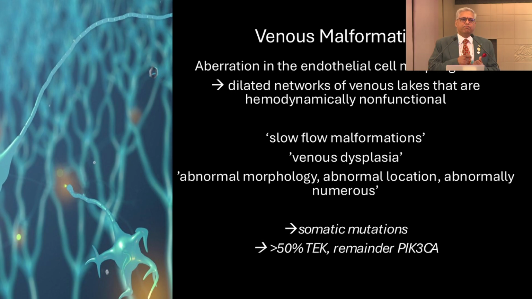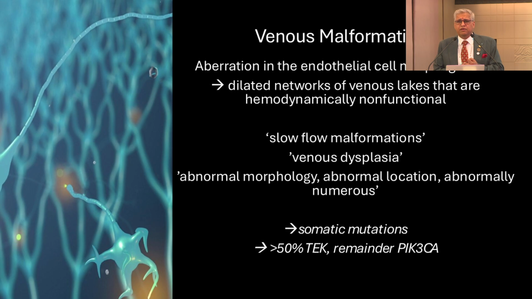Based on the way they behave, you can call them slow flow malformations because there is slow flow, sometimes low flow, or sometimes no flow even. The veins are dysplastic, the endothelium is malformed, so venous dysplasia is part of it. And so there is abnormal morphology, abnormal location, because they can be formed anywhere that veins can be formed, which is basically the entire body, and they are abnormally numerous because the coding is scrambled.